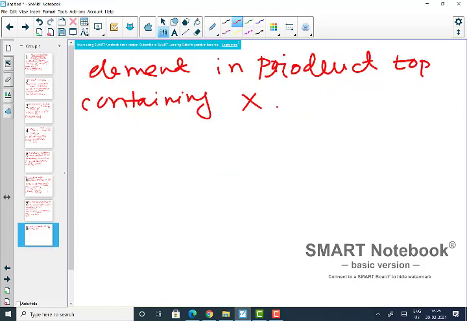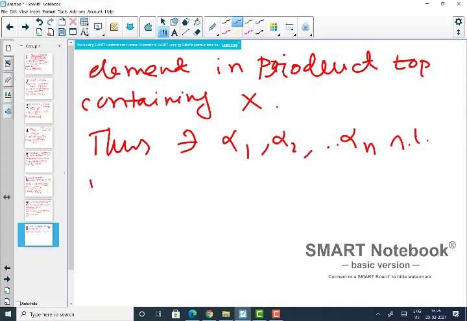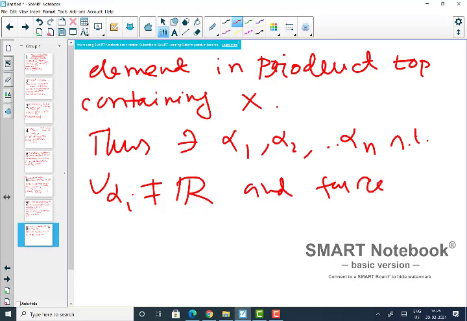Now what does it mean for a basis element of the product topology to contain x? These are coordinates, right? Only finitely many coordinates are a proper subset, otherwise everything is the whole of R. Thus there exist some indexes, maybe alpha 1, alpha 2, up to alpha n, such that u_alpha is not equal to R, and for the rest of the alphas, u_alpha equals R. This is the meaning of a basis element inside the product topology. So there are only finitely many places which differ from R.